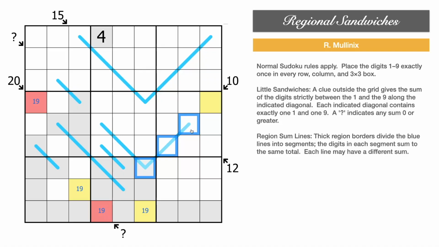The crust has to be one of these two. And since this is on a region sum line, this crust can't be the 9, because if this is a 9, then this digit has to be greater than 9. So the crust in yellow here is 1. So we know now that the 1 is yellow and the red is 9.